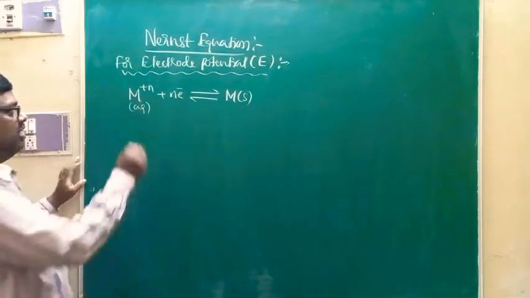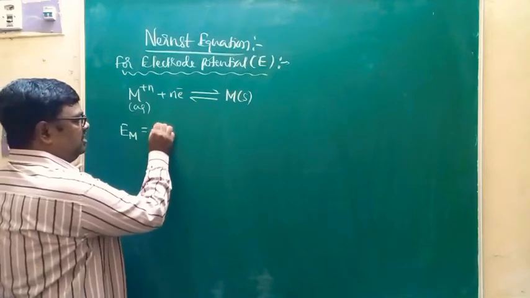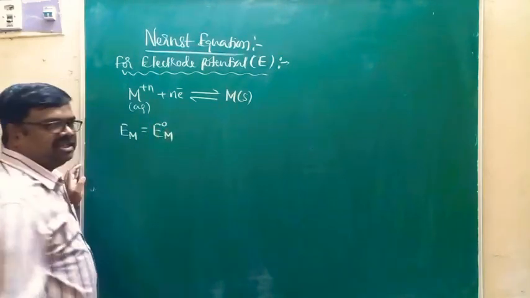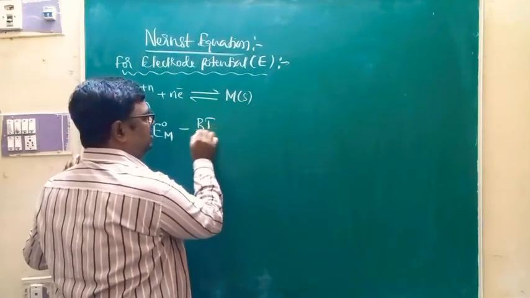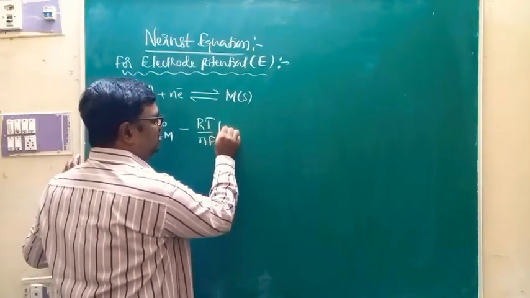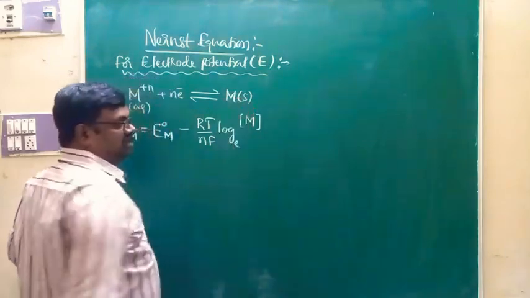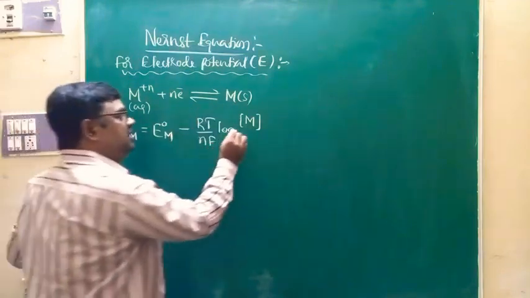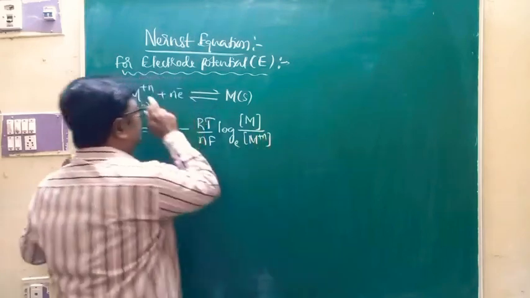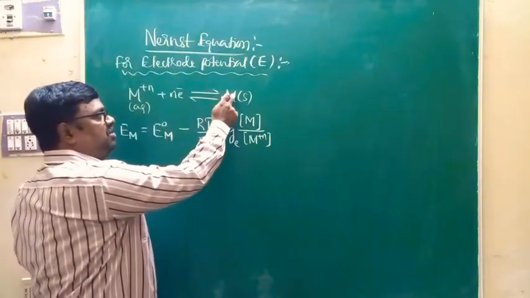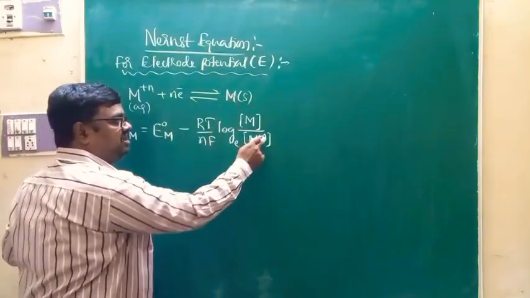ಹೌದಾ? According to Nernst equation, electrode potential of metal electrode M is equal to standard electrode potential of that metal electrode, and of course minus RT divided by nF, log to the base e of molar concentration of product of the reaction divided by molar concentration of reactant. M is a product, M plus n is a reactant. ಹೌದಾ?